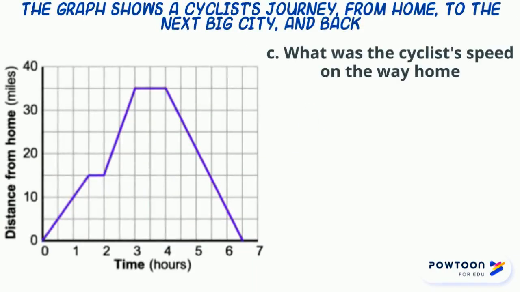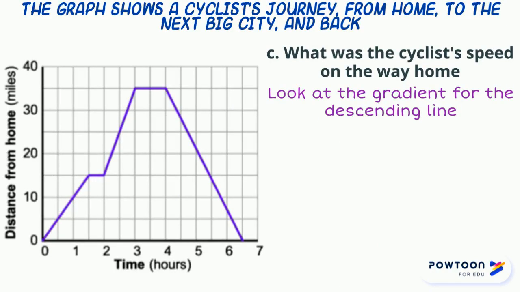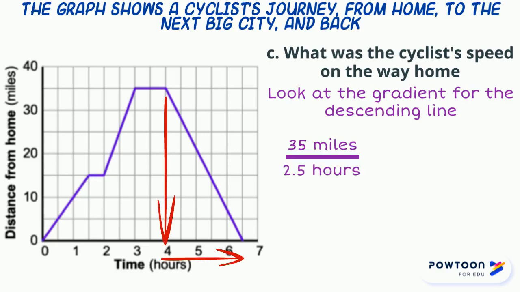To find the speed of the journey home, you're going to look at where the gradient is descending. So we're actually going to be finding what normally would be a negative gradient, but we're actually not going to consider it negative because it's not saying that it's going down in speed, it's just saying it's returning home. We have to find the change in distance, which is 35, over the change in time, which is 2.5. Then we need to simplify 35 over 2.5, and we get 14 miles per hour for the cyclist's speed on his journey home.